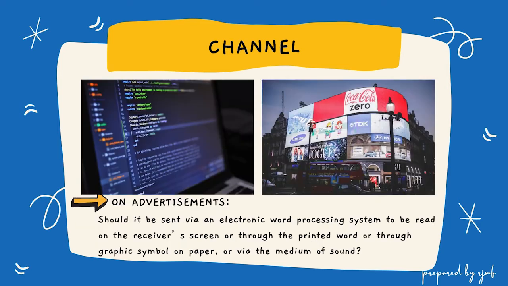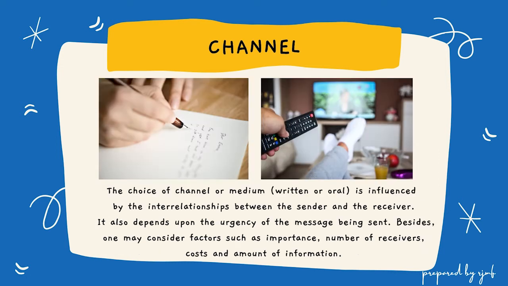Let's think about advertisements, for example. Should it be sent via an electronic word processing system to be read on the receiver's screen, or through the printed word, or through graphic symbols on paper, or via the medium of sound? The choice of channel or medium, written or oral, is influenced by the interrelationships between the sender and the receiver. It also depends upon the urgency of the message being sent. Besides, one may consider factors such as importance, number of receivers, costs, and amount of information.